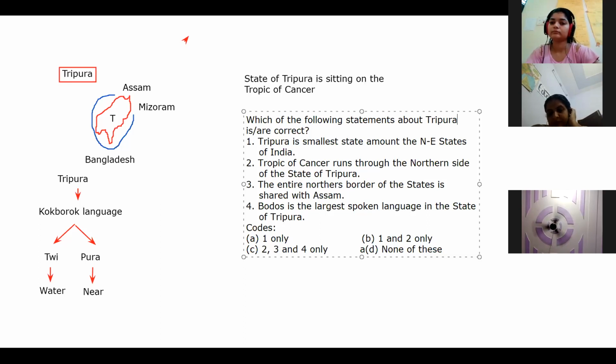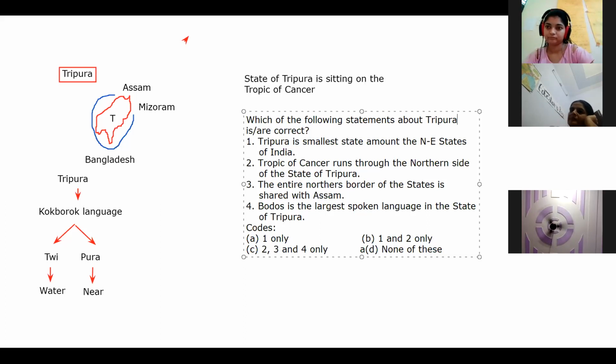Now come to the second statement: the Tropic of Cancer runs through the northern side of the state of Tripura. Check your map. Is it running through the northern side? No, it goes a little southwards from the middle of the state. Yes sir.